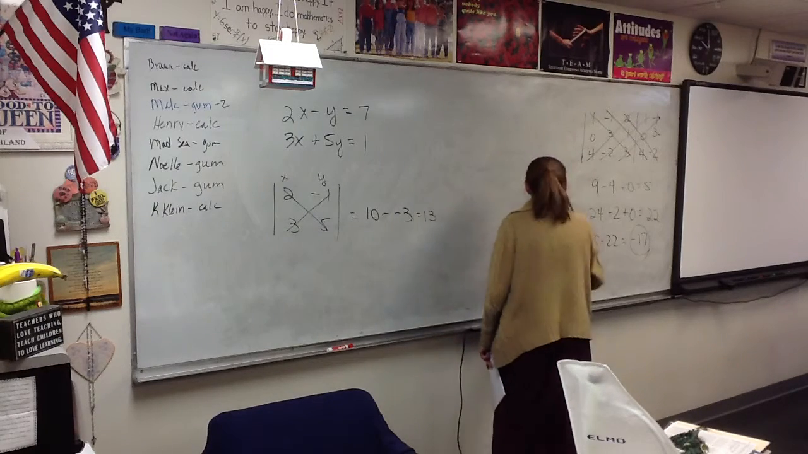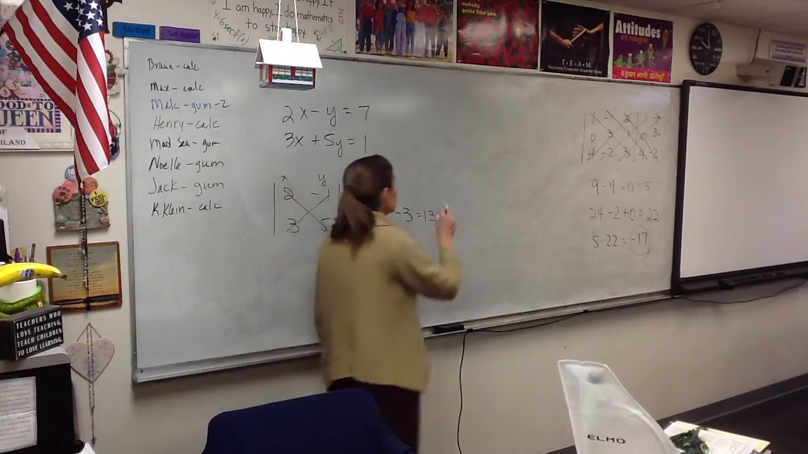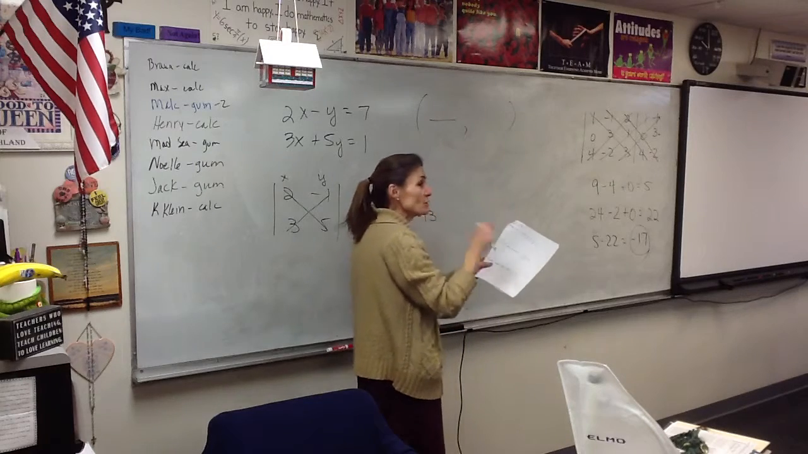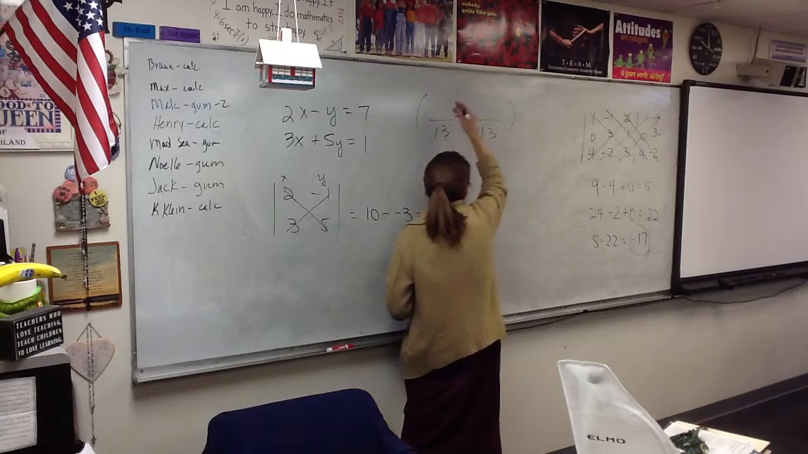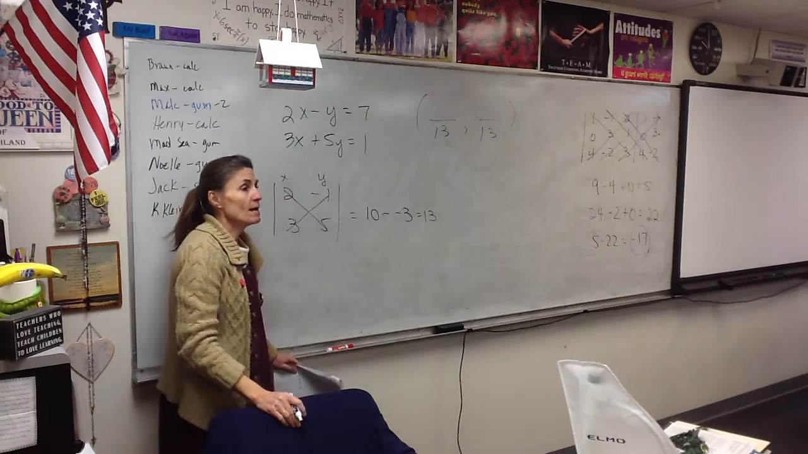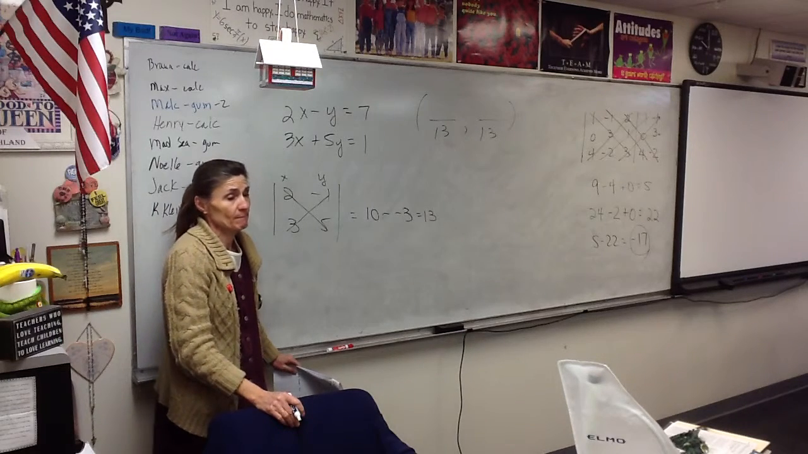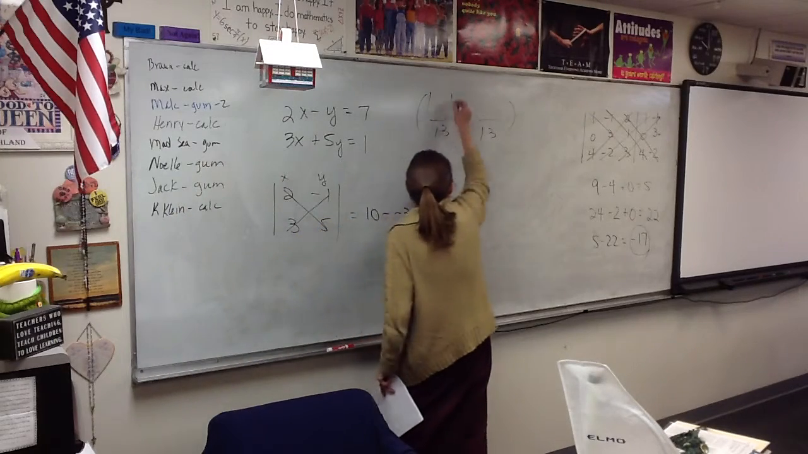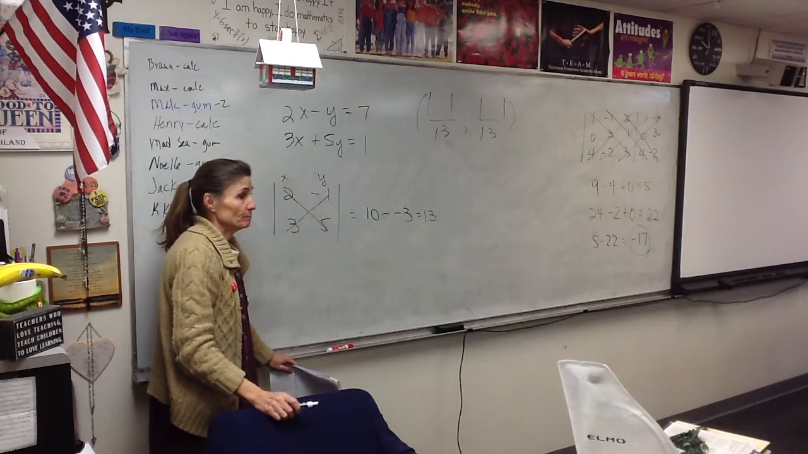Now, is 13 the answer to the question? No, it's the denominator. Remember, you are looking for problems 1, 2, and 3. Your answer is going to be an ordered pair, x comma y. For this problem, x and y are both going to have a denominator of 13. The numerator is another determinant.